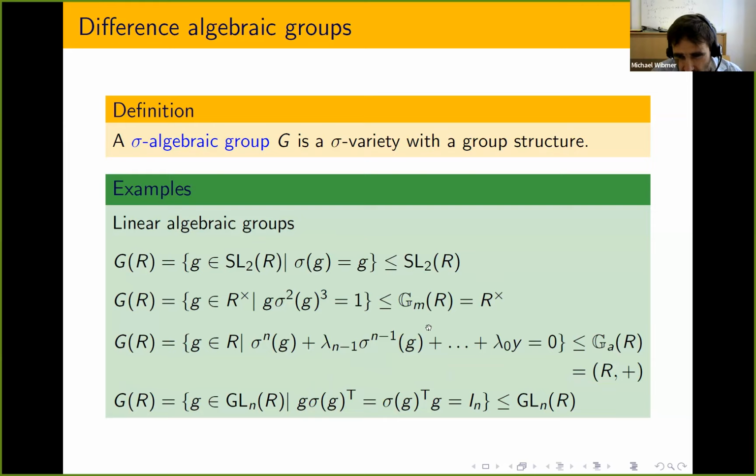Something interesting to note here is that in all these examples, these difference algebraic groups are subgroups of algebraic groups. Okay. So the definition does not say that this has to be the case. It does not immediately imply this. The multiplication in all these groups is actually given by multiplication of matrices, at least in the first two and the last examples. But in principle, it is allowed in the definition of a difference algebraic group that the multiplication is described by difference polynomials. But here, the multiplication is always described by polynomials.